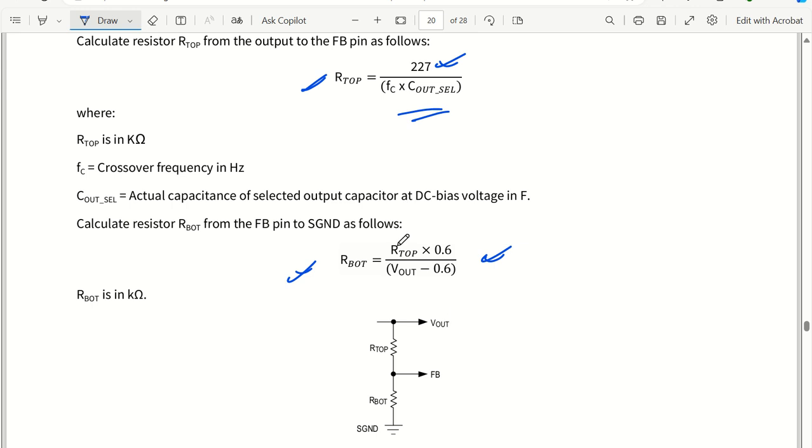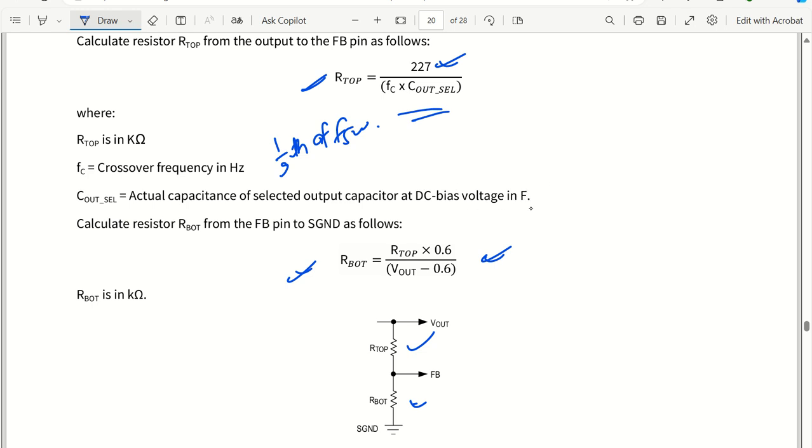Okay, but earlier we did not need to calculate R top, but right now they are going to give you a formula to calculate the R top value also. Okay, so R top value and R bottom value, or R1 R2 value, something like that we used to tell earlier, but now R top and R bottom. So R top also you have to calculate. So what will be the value? 227 divided by FC, that is your crossover frequency that we already calculated, which was 1 by 9th times of FSW, that is switching frequency, and this C out select will be actual capacitance of the selected output capacitor at DC bias voltage in farad.